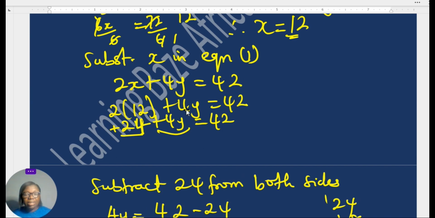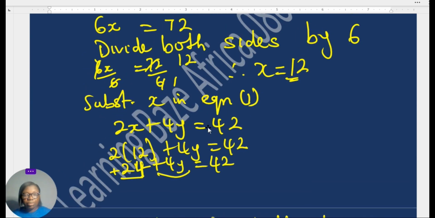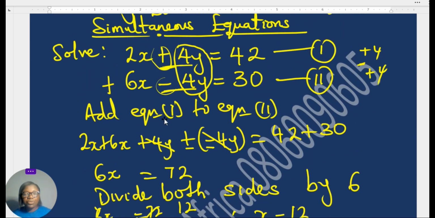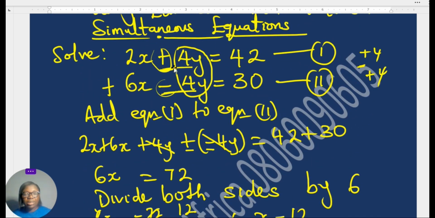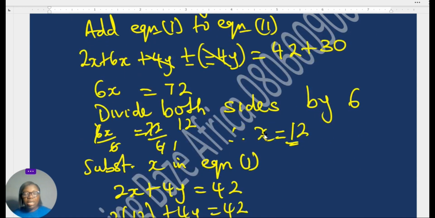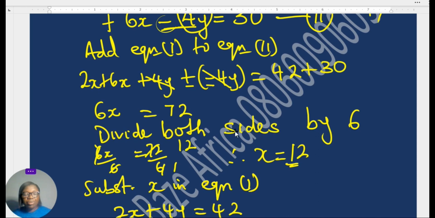Now let's look at this place properly. 2x plus 4y is equal to 42, and we got 12 as the value of x. Now let's go through everything that we have done. Let's see where the mistake is. I think I've been able to fish out the mistake. Now 2x plus 6x is not 6x, it should be 8x right here.